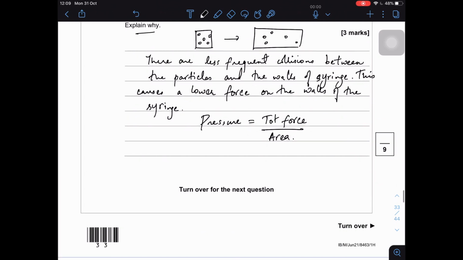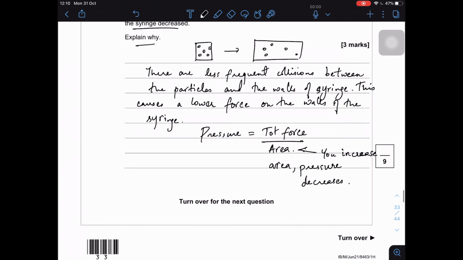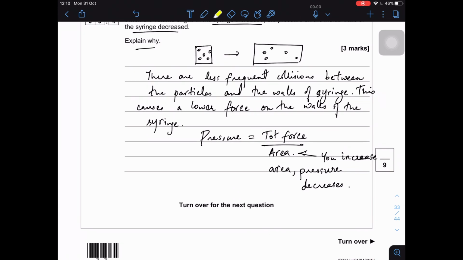All right. Here you increase area, pressure decreases. So this will get you a full 3 marks. The mentioning of collision, mentioning of pressure is equal to force by area, and force acting on the walls. If you mention these 3 points, you will get 3 marks.